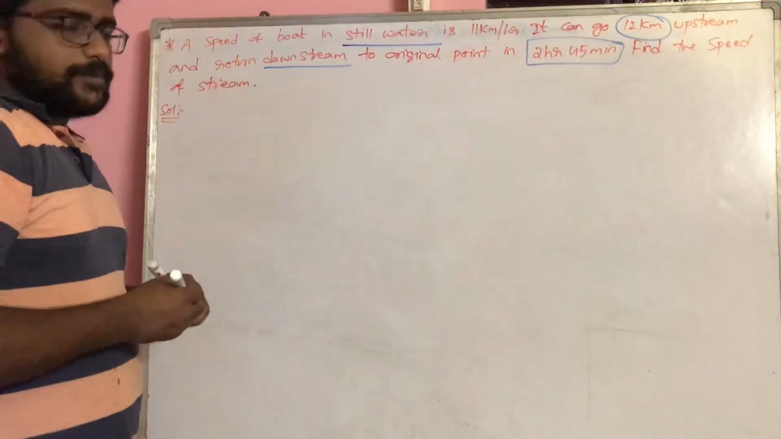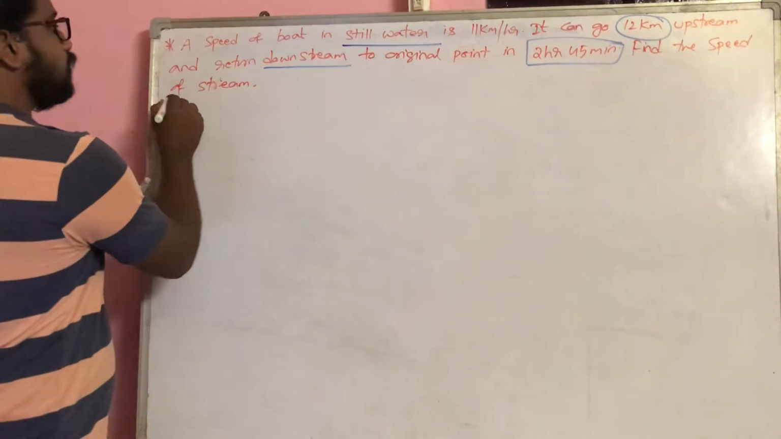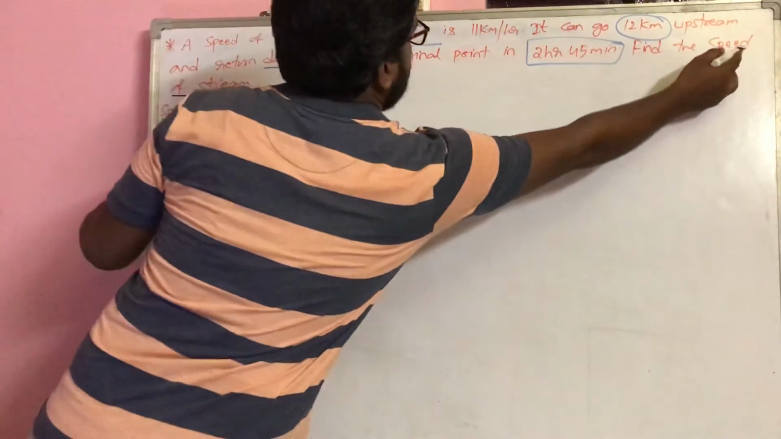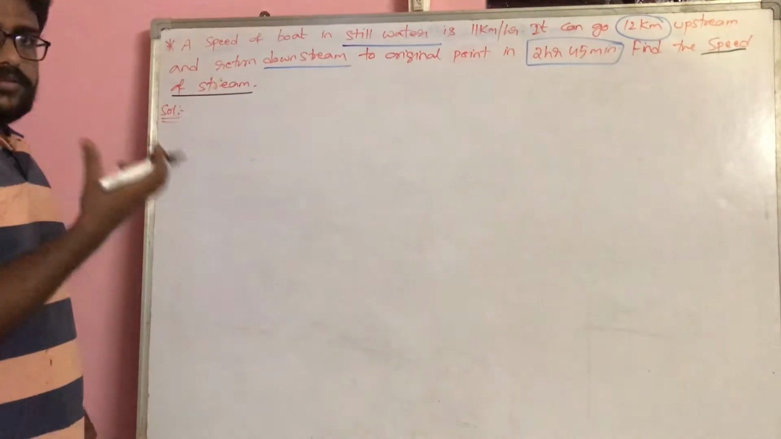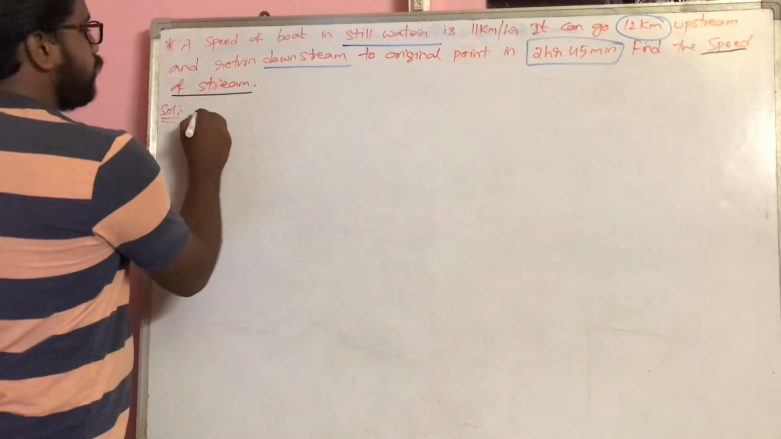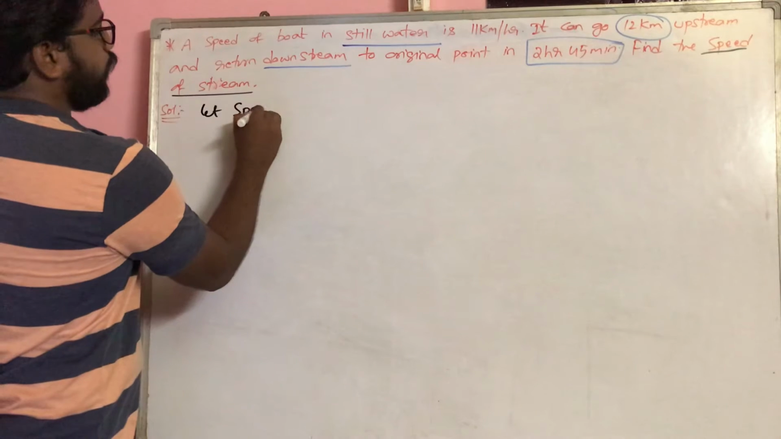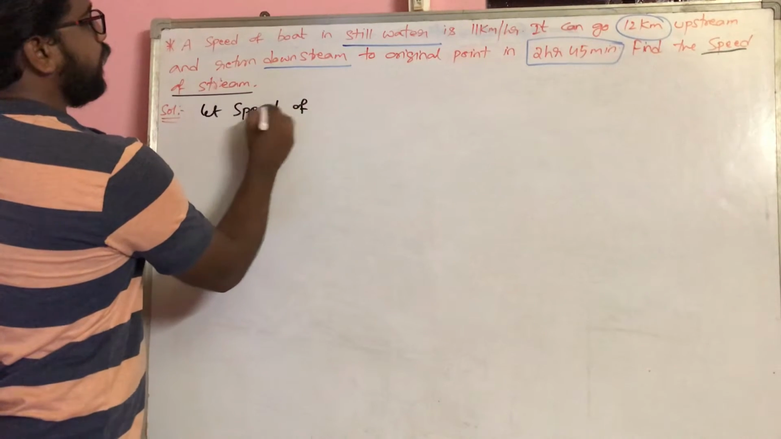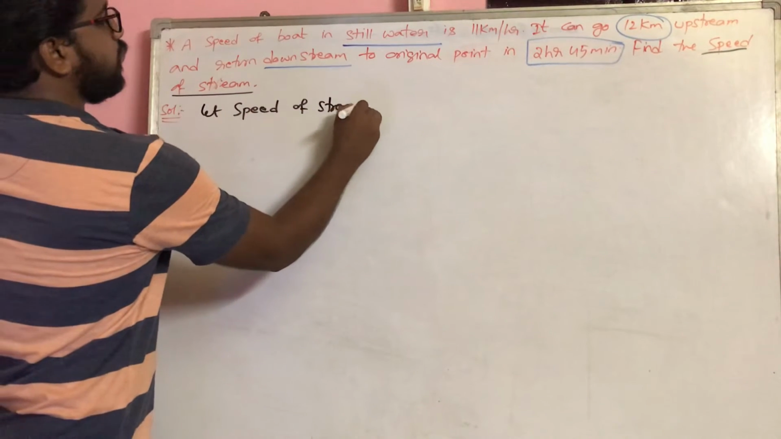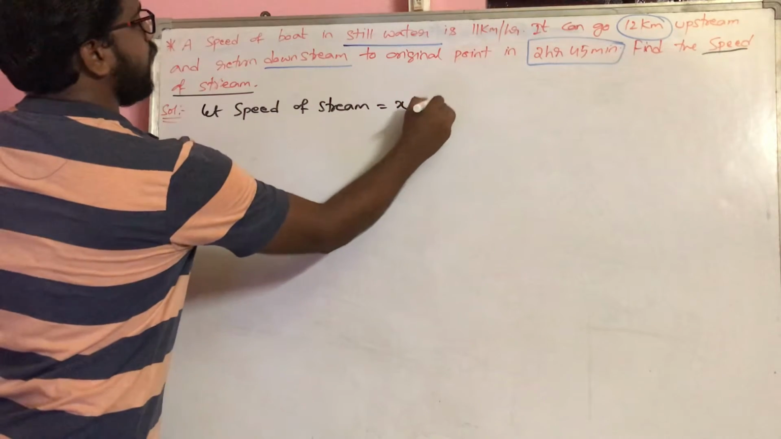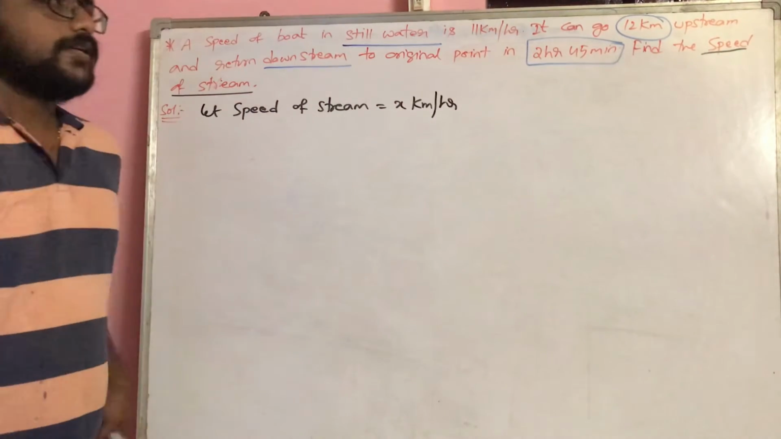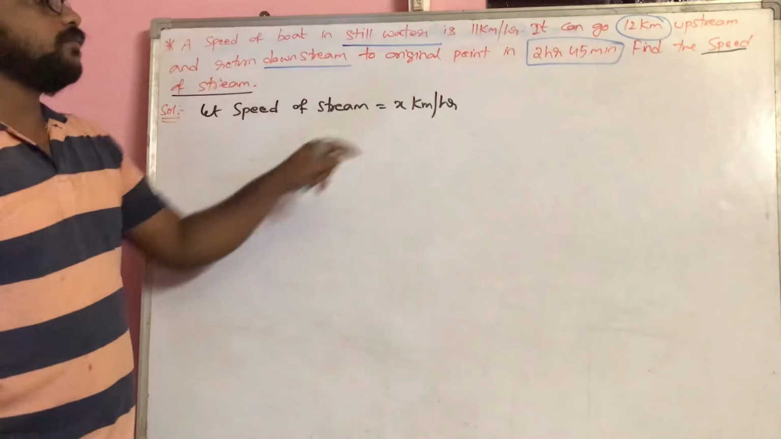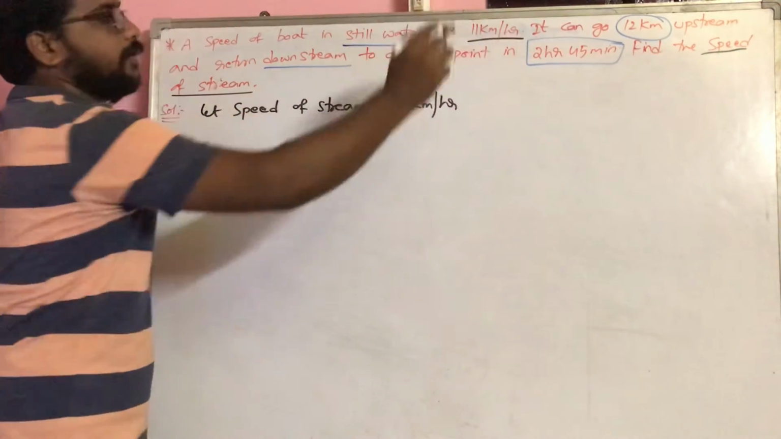So understand this part. They are asking for the speed of the stream, that means the speed of the water. Whatever you have to find out has to be taken as a variable. So let us take the speed of the stream as x km per hour. Why am I taking kilometer per hour? Because it is given in kilometer per hour.